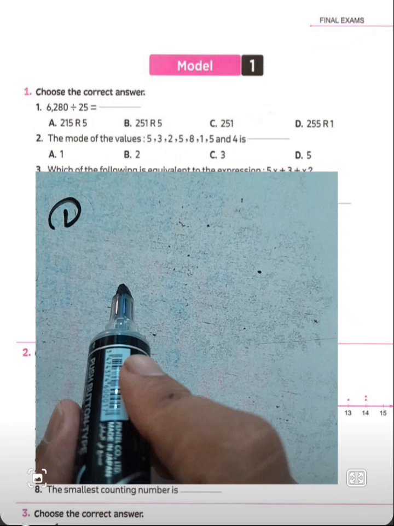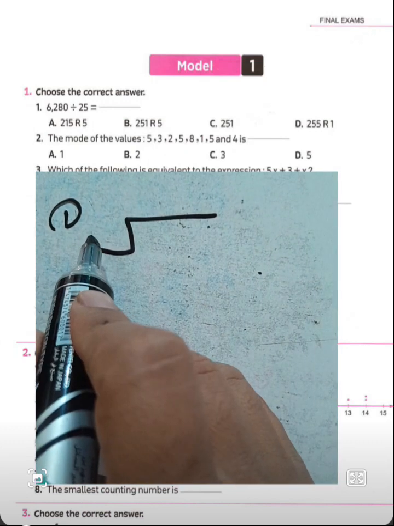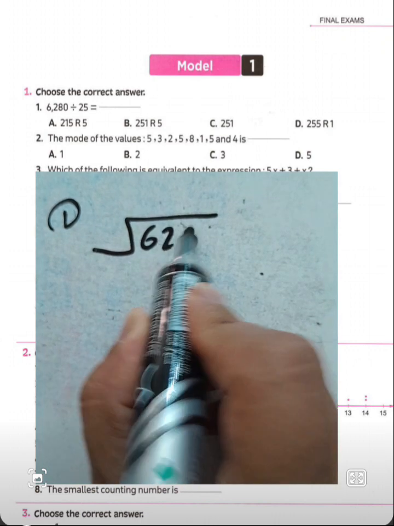Model 1 from the Mo'aser book. Look with me at question number 1. Choose the correct answer. 6,280 divided by 25.